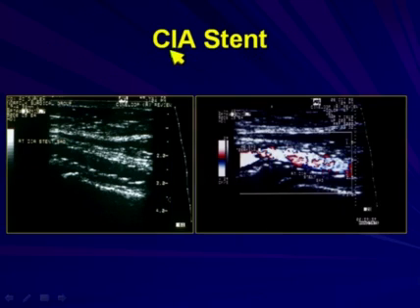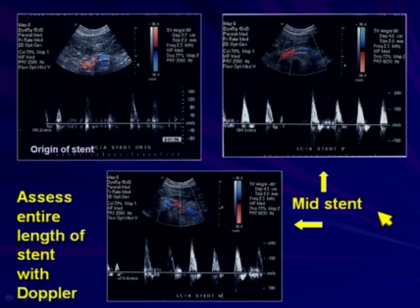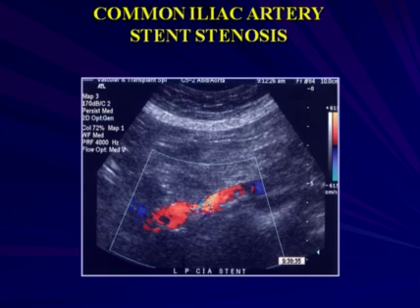Color is helpful to walk through there, and you can, again, just like in a native vessel, look for any aliasing or places where you want to place your spectral Doppler. So we're going to assess the entire length of the stent with Doppler, looking at the pre-stented segment, the origin, the proximal, mid, and distal portions, and then the outflow portion of that as well.